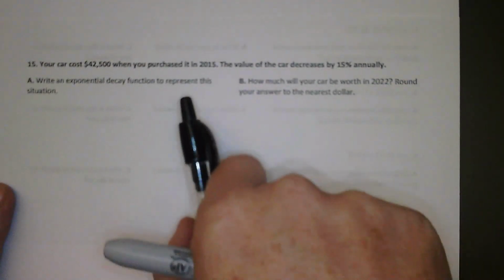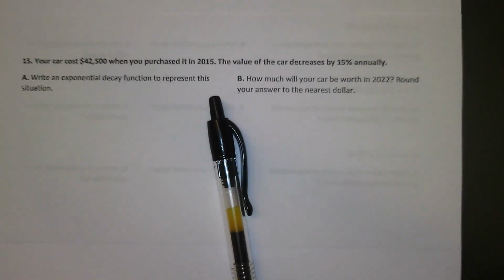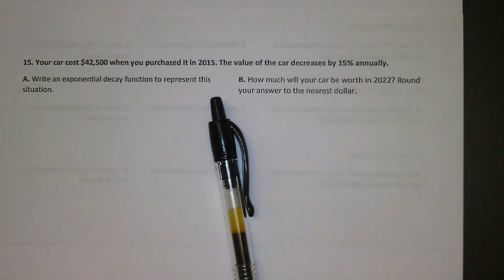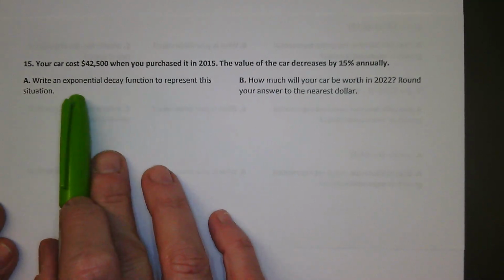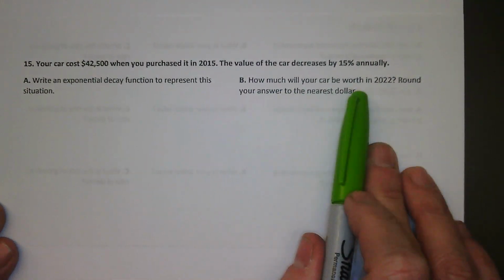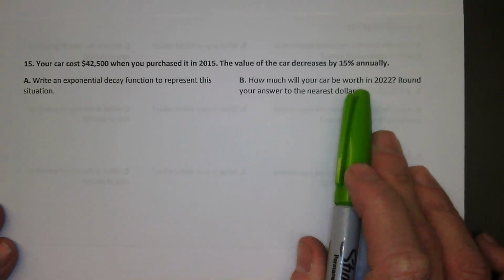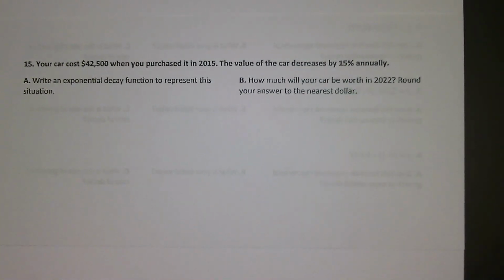Okay, we are looking at this equation where you're studying exponential growth and decay. We're given some information about the cost of a car and asked to write the exponential decay function and then also determine how much it's going to be worth in 2022. So a couple things to keep in mind.